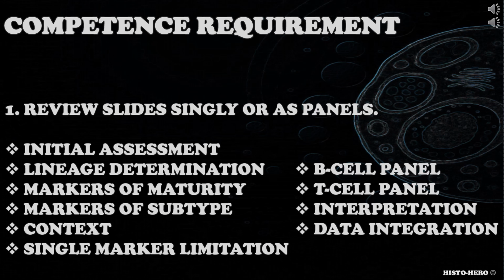The first competence requirement is for you to review slides singly or as panel. How would you approach reviewing slides stained with lymphoid markers singly or in panel? Consider initial assessment of H&E to evaluate morphology, lineage determination like B cell, T cell, or natural killer cell markers, determining maturity and subtyping, importance of single marker limitation. Panels are essential for diagnosing, subtyping or prognosing lymphoid malignancies.